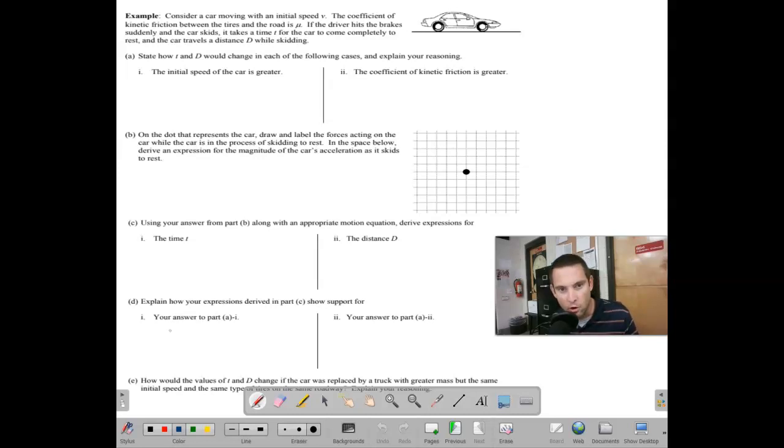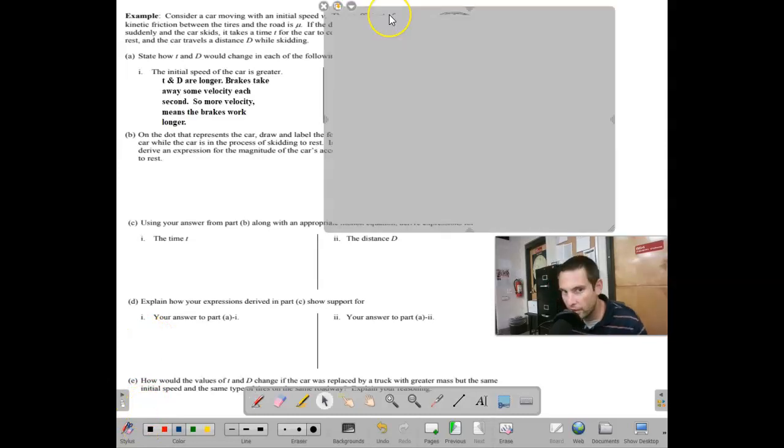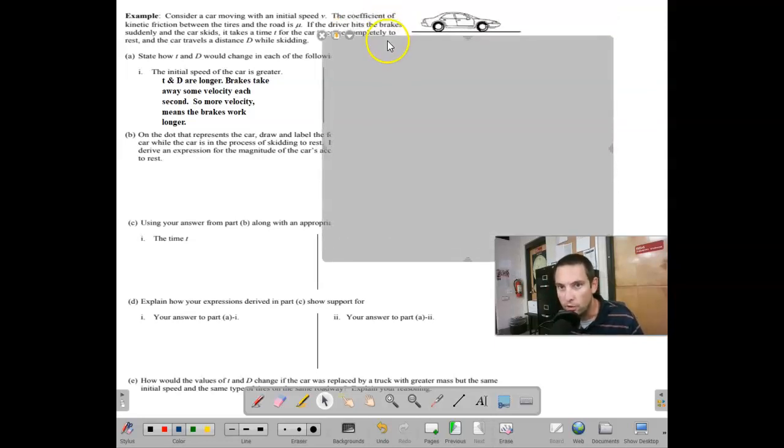The initial speed of the car is greater. If the initial speed of the car is greater, it's going to take longer for the car to stop, both in time and displacement. T and D are longer. Brakes take away some velocity each second. So more velocity means the brakes work longer.